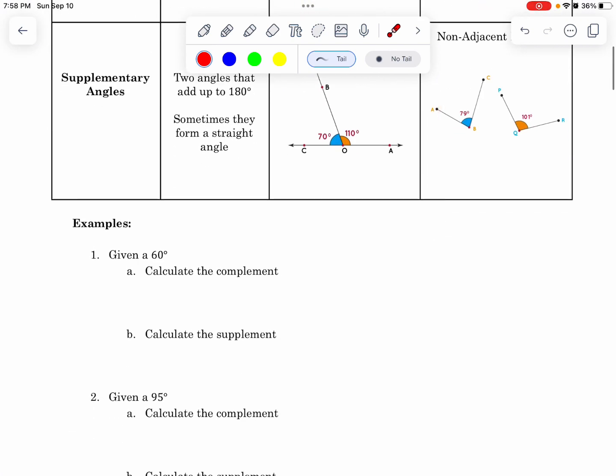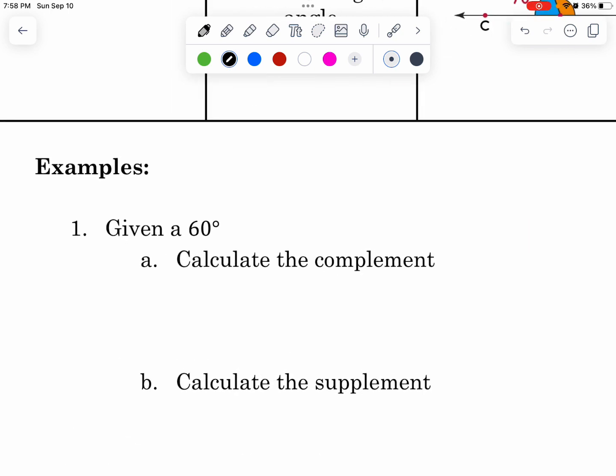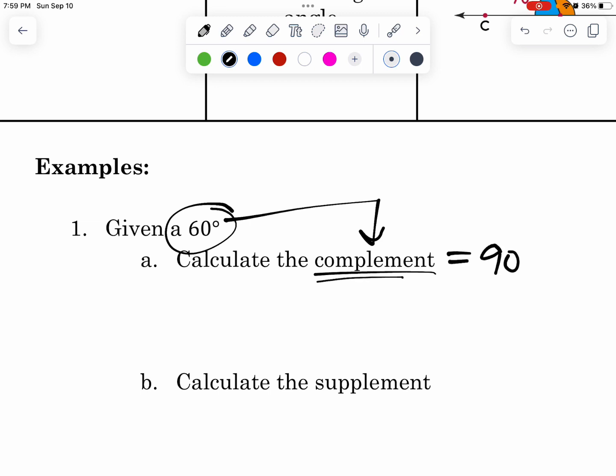All right, let's do a couple examples. These are going to go pretty quick. If we have an angle that is 60 degrees and I want to know what the complement is, I know that the complement means they add up to 90. So I'm going to write an equation.